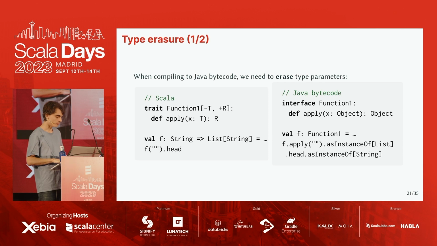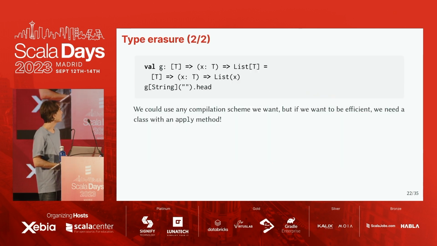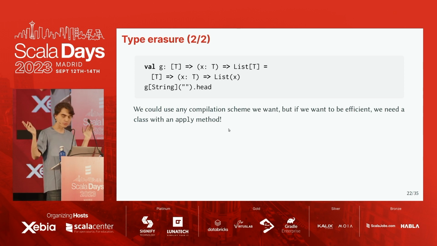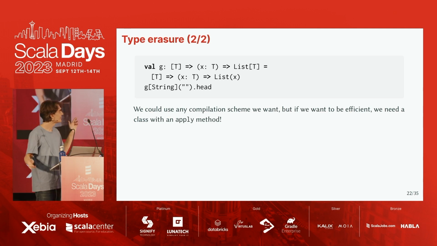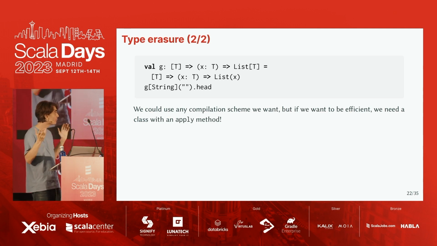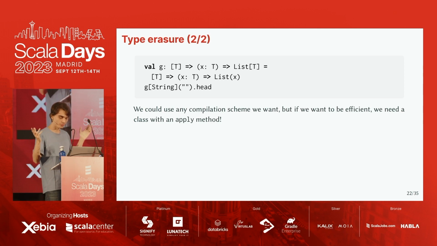So this is for regular functions, but now what about polymorphic functions? So here we have a polymorphic function that takes a value of type t and returns a list of t. And really, we could compile this in any way we want because we are not really bound by Java compatibility, because who's going to call our polymorphic functions from Java? But we do care about being efficient, which usually means you want some class or interface with a method. Like, you don't want to use reflection, you don't want to use a very complicated scheme, simple is better.